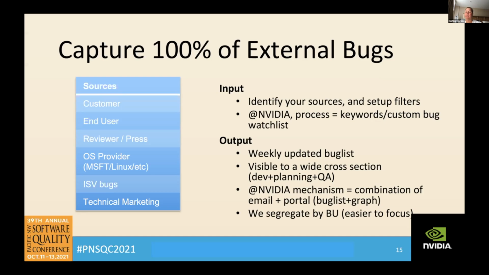The nice thing too is that the bug list is visible to a wide cross section. So it isn't just us looking at it, the planning teams look at it. And more importantly, so does the development team. The development team is a very crucial part of RCCA because in 90% of these issues, we rely on them to help inform our root cause, right?